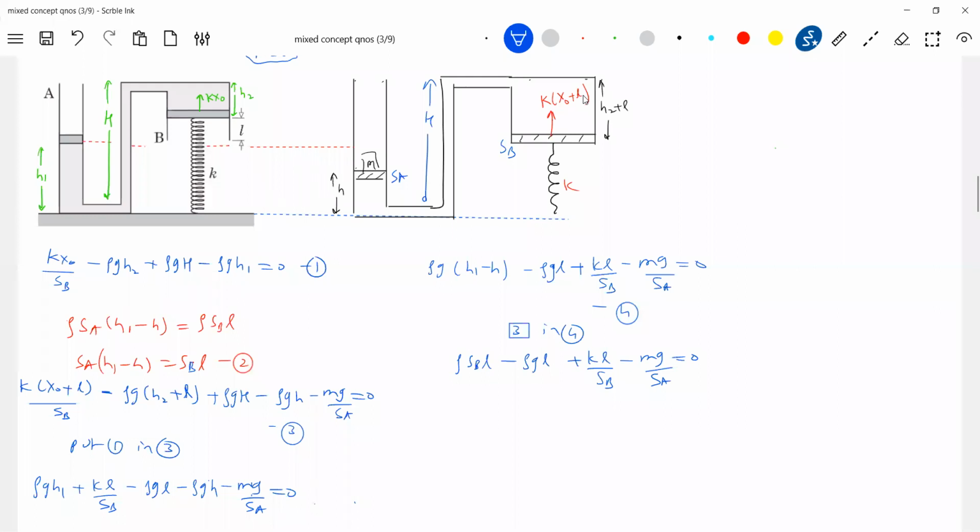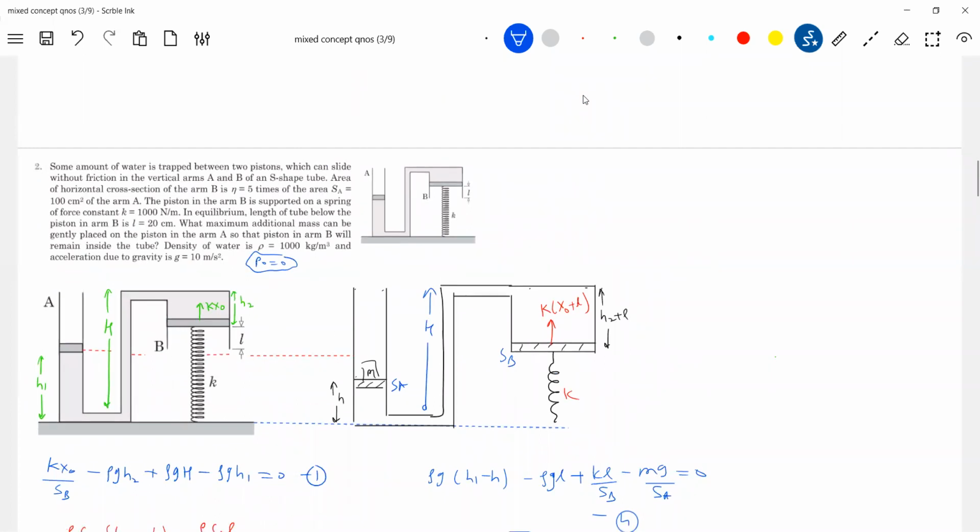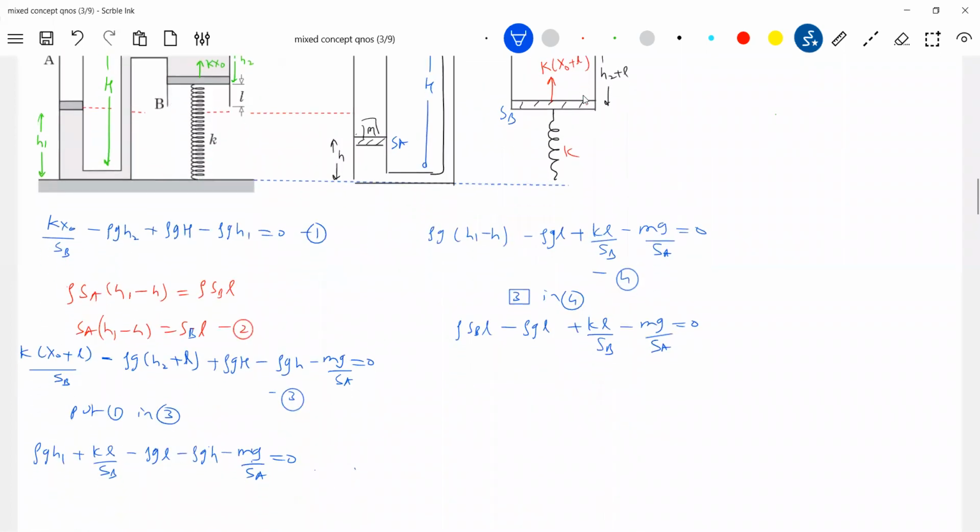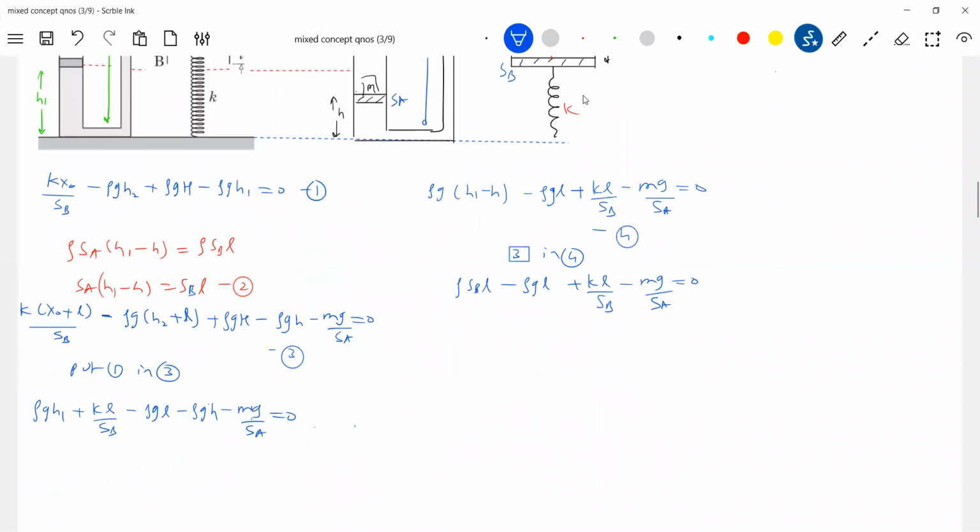We are very near to the answer. So what is the question? What are we supposed to find out? What additional mass, the expression for M. Can you simplify for M? All the things are known: L is given, K is given. So we have to solve for M. It's all about the manometric equation. SB in terms of SA, you can write it and solve for M.